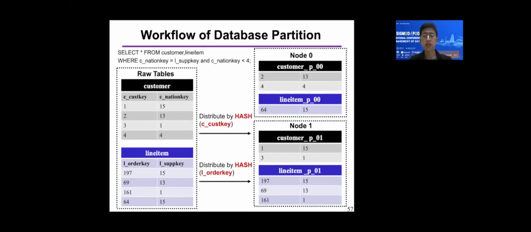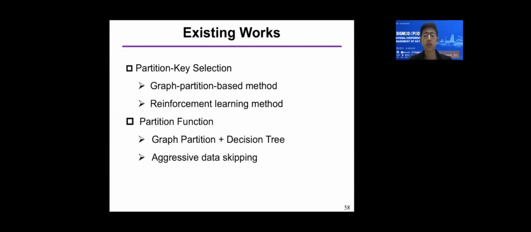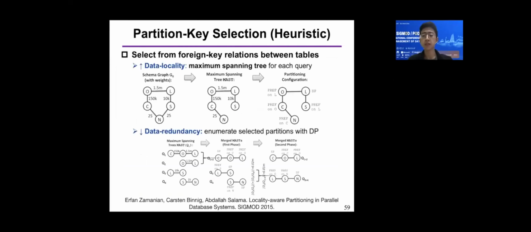So database partition is to select columns as a partition key for each table and use the partition keys and the partition functions to locate the rows of those tables into different partitions to achieve higher execution performance. So in the following, we'll separately introduce existing works in partition key selection and partition function design.